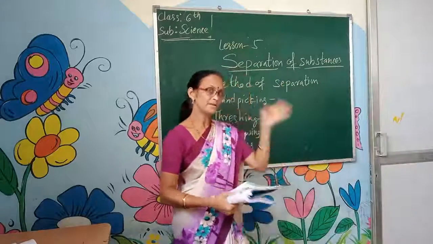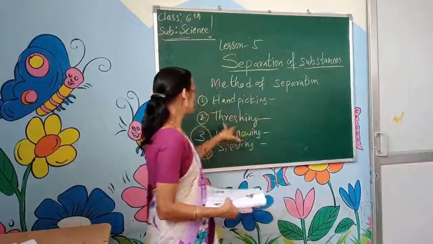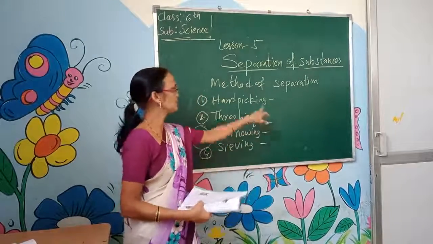So these are the methods of separating. Yes, what are they? Hand picking. Next one is threshing. Next one is winnowing. Next one is sieving. Yes, these are the four methods.